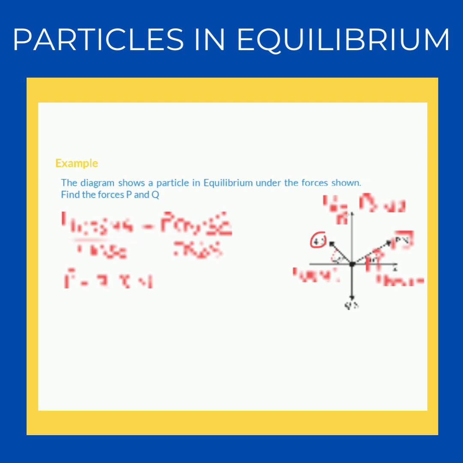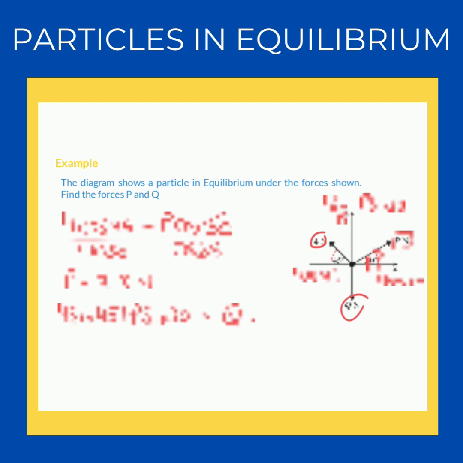Now what we have to do is sum all the forces. In this case, all the forces above the x-axis are equal to all the forces below the x-axis. So all the forces on the positive y-axis are equal to all the forces on the negative y-axis. So 4 sine 45 plus P sine 30 is equal to all the forces below the x-axis, on the negative y-axis, which is only Q. So this is equal to Q.